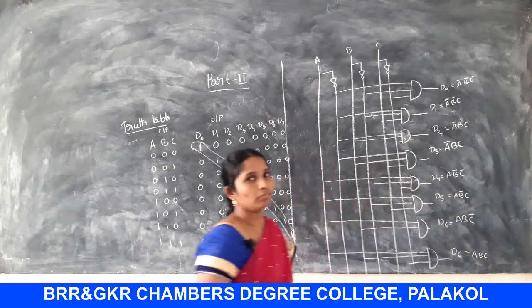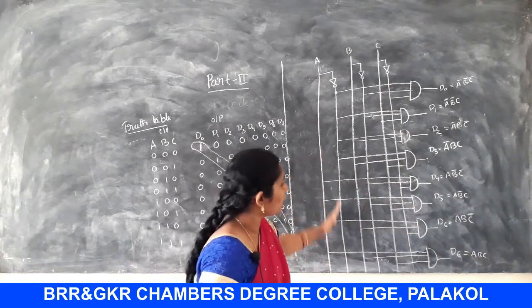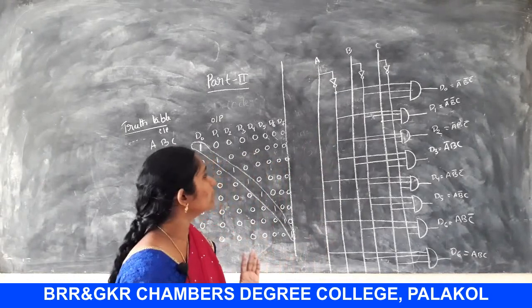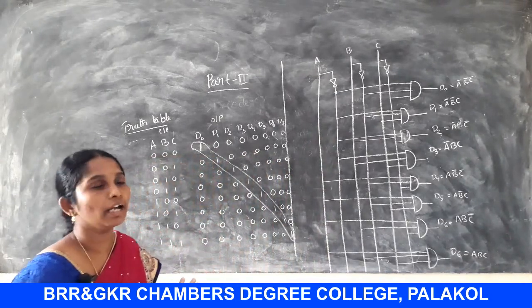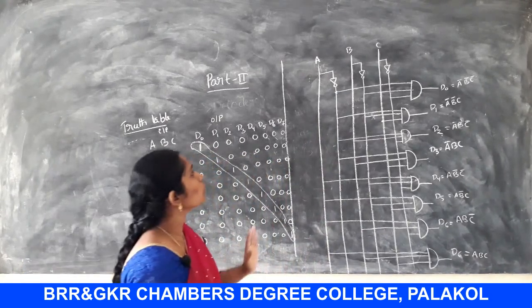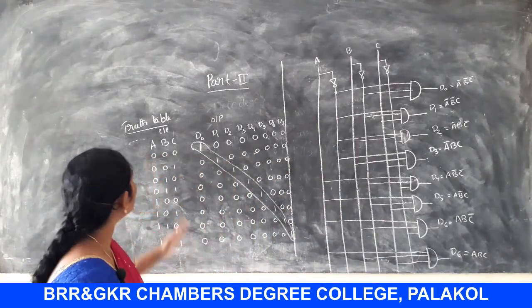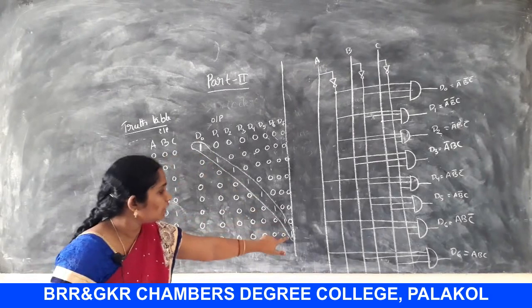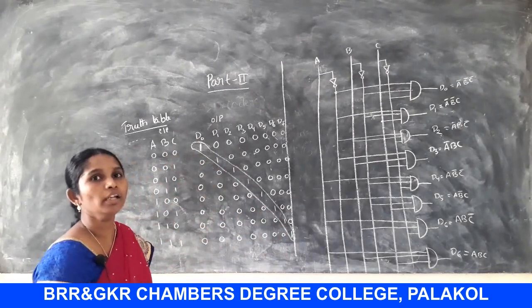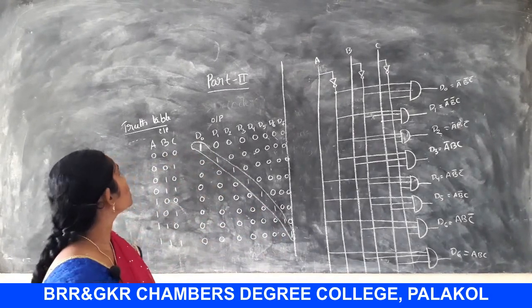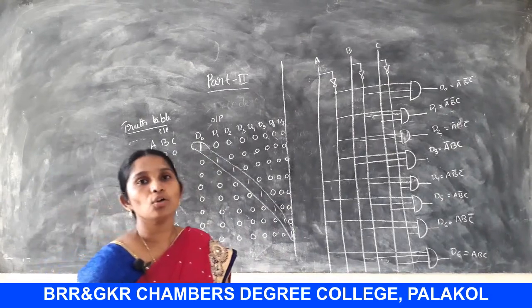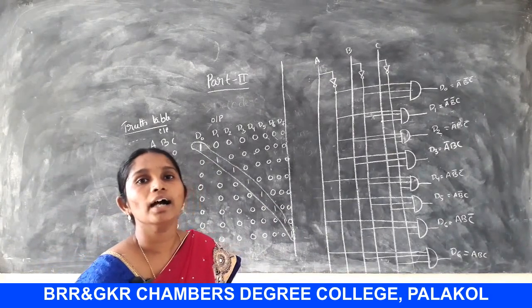Okay. So likewise we have to draw the logic diagram for the 3 to 8 line decoder. So this is also called a line decoder. Depending upon the input, it will select the corresponding outputs. Okay. Next we will move to the next topic, that is the encoders.